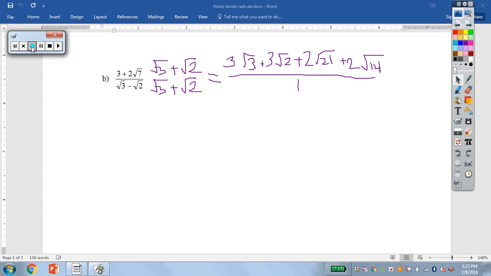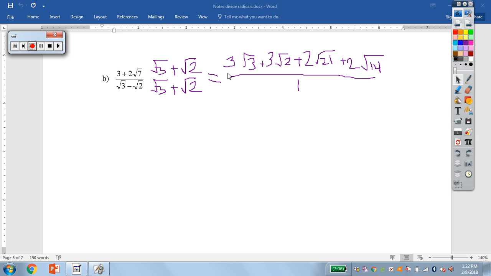The numerator is going to have nothing that can be combined, so it is going to be one giant numerator. For the denominator, you should have had a negative root 6 and a positive root 6 that cancel, and then you should have had a 3 minus 2. 3 minus 2 gave you the 1 in the denominator.